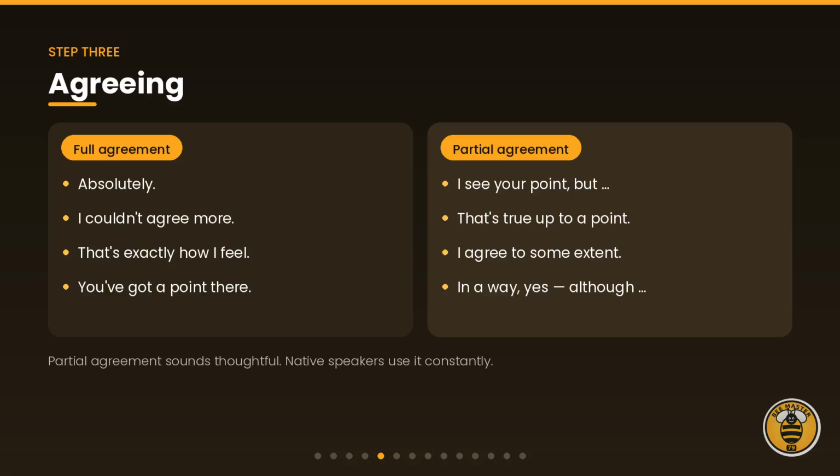Agreeing. For full agreement, say absolutely, I couldn't agree more, that's exactly how I feel, or, you've got a point there. But very often you only agree in part, and English has some lovely phrases for that. I see your point, but that's true up to a point. I agree to some extent. In a way, yes, although partial agreement sounds thoughtful, and native speakers use it constantly.